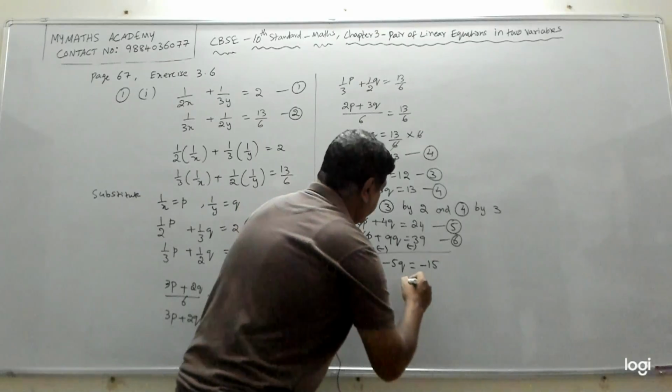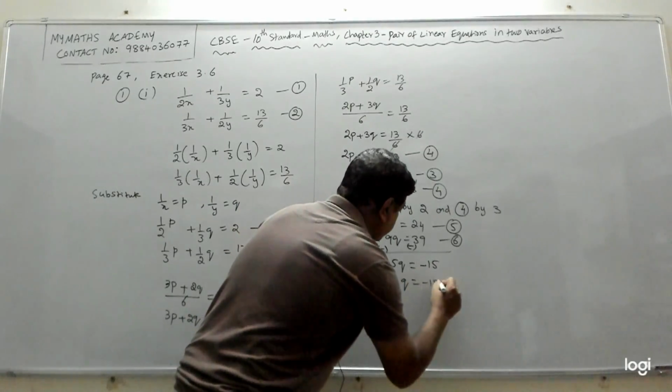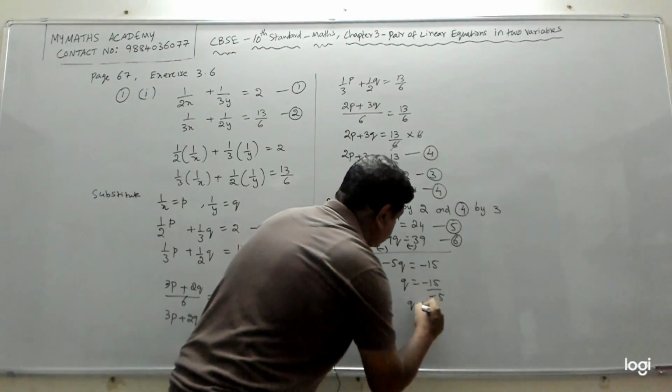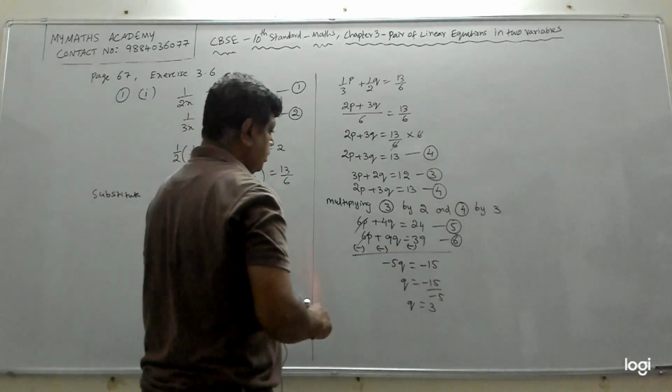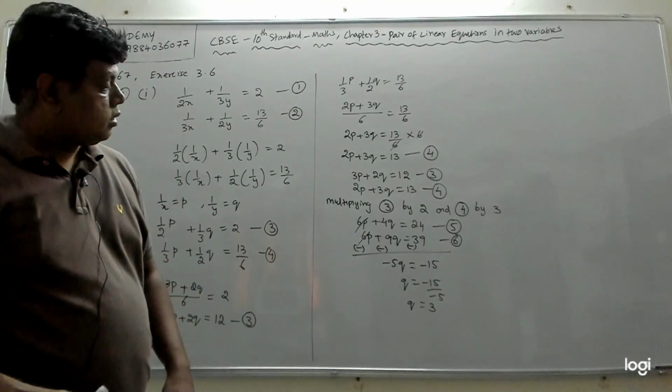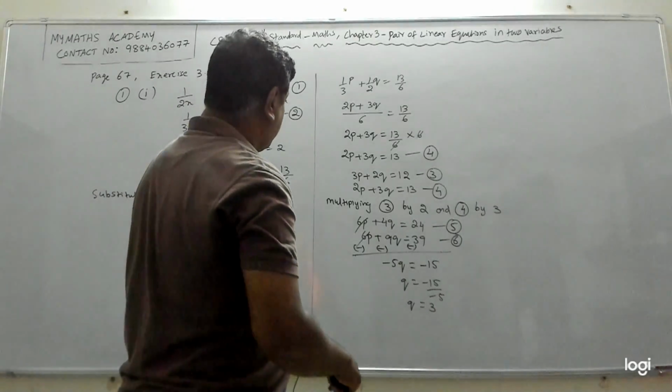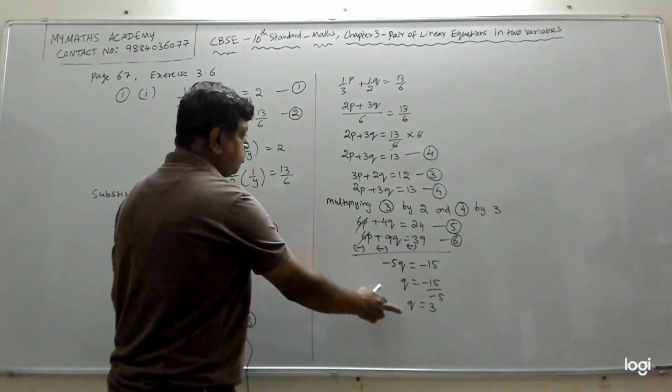Now we get q as minus 15 by minus 5. So q becomes 3. Fine. Now we need to find the value of p. We have found q, and we have to find the value of p.